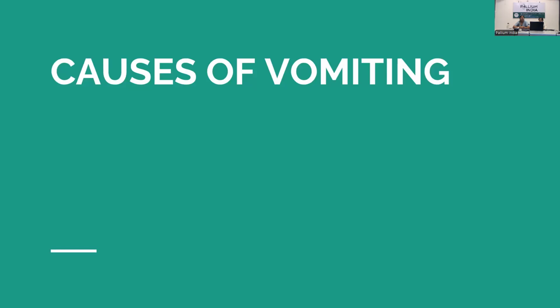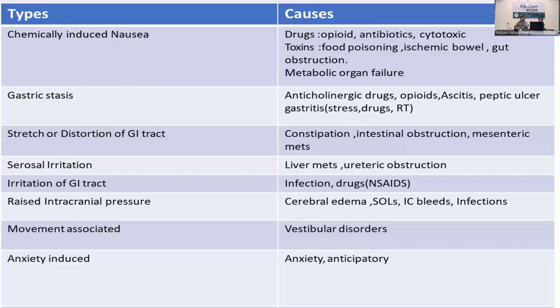Now, coming a little bit, you learn about the causes. You should be able to tell them, see, this might be the cause. There are so many causes for vomiting, and for you to know that, you should know what the causes of vomiting are. Next slide. So, the first one is chemically induced nausea.